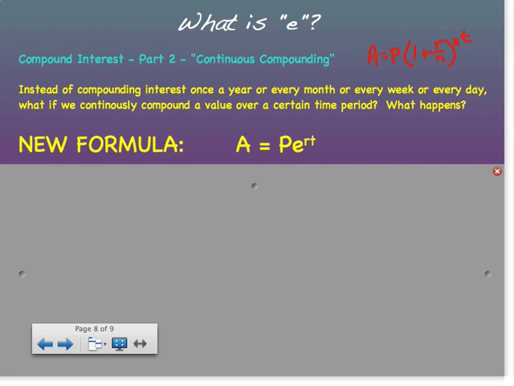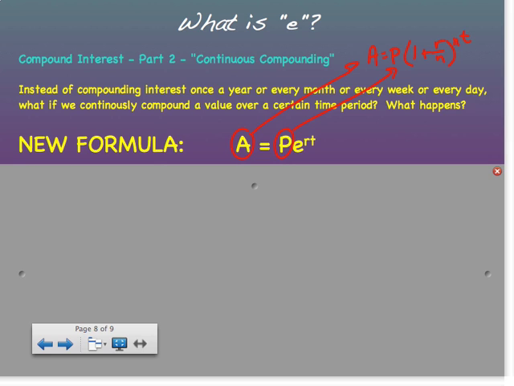P is still going to be the initial amount. Okay, so I know I'm going to mess up this picture here, but A, exactly the same. P, exactly the same. Okay, E is a little bit different. My rate's a little bit different. I still have time. We can actually call this the PERT formula, P-E-R-T, PERT formula.